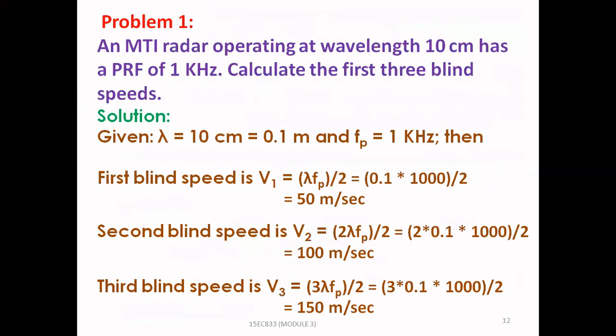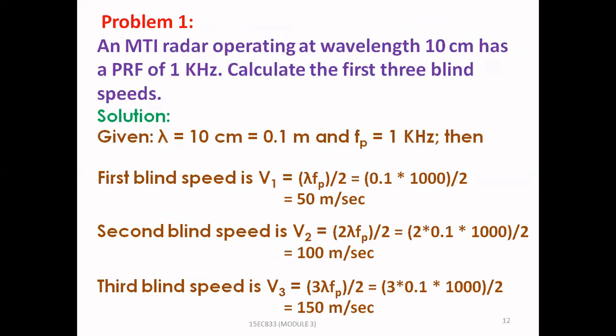Let us solve this problem. An MTI radar operating at wavelength 10 cm has a PRF of 1 kHz. Calculate the first three blind speeds. Given lambda equal to 10 centimeter, which is 0.1 meter, and Fp equal to 1 kilohertz. Then the first blind speed is V1 equal to lambda Fp by 2 equal to 0.1 into 1000 divided by 2 equal to 50 meters per second.